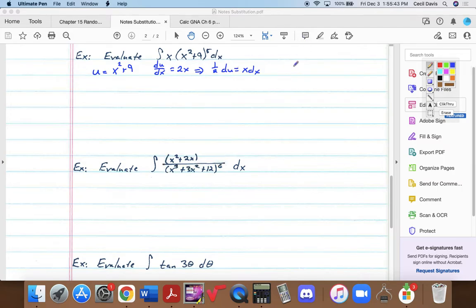So now my integral becomes the integral of u to the 5th times 1/2 du. So then I'll keep the constant multiple 1/2. The antiderivative of u to the 5th is 1/6 u to the 6th plus c. So this is 1/12 of x squared plus 9 raised to the 6th plus c.